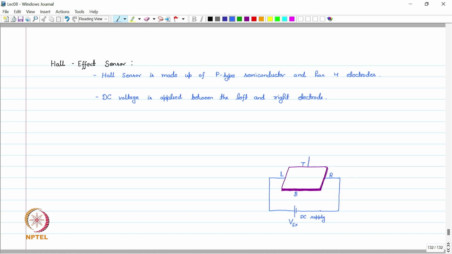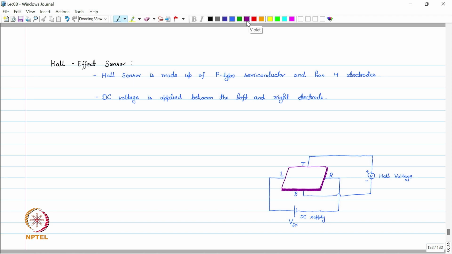So these 2 terminals we take out and we measure the voltage across these two terminals. This is nothing but the Hall voltage. And on top of this we have a magnet which is applying the magnetic field on this material.